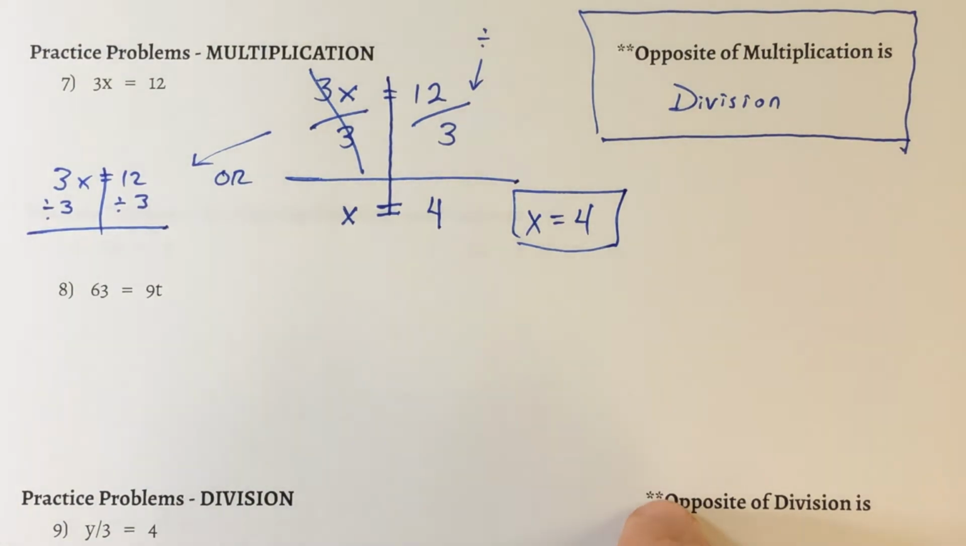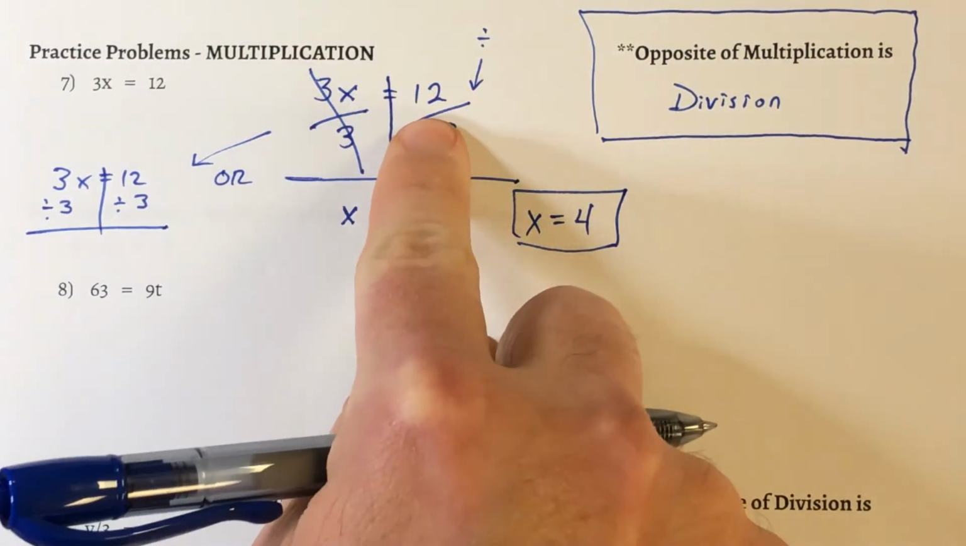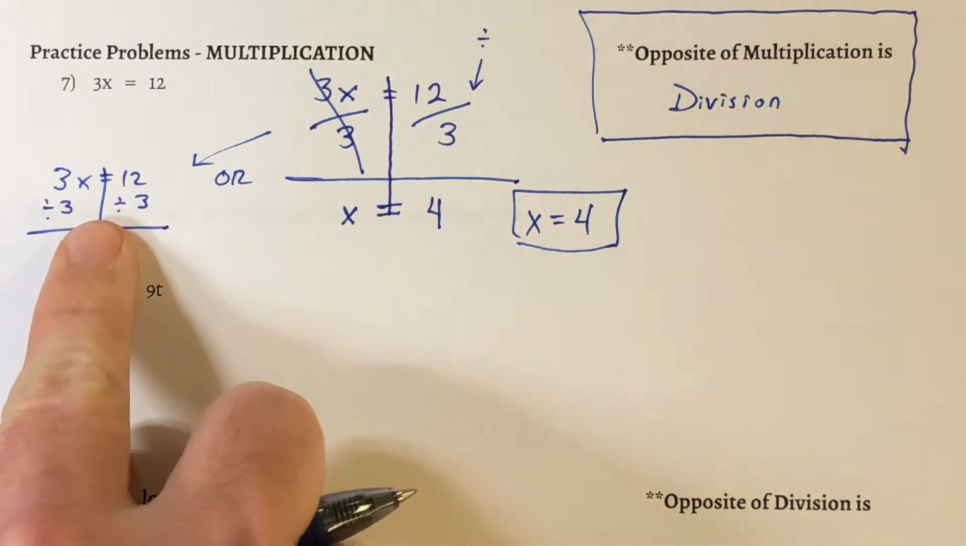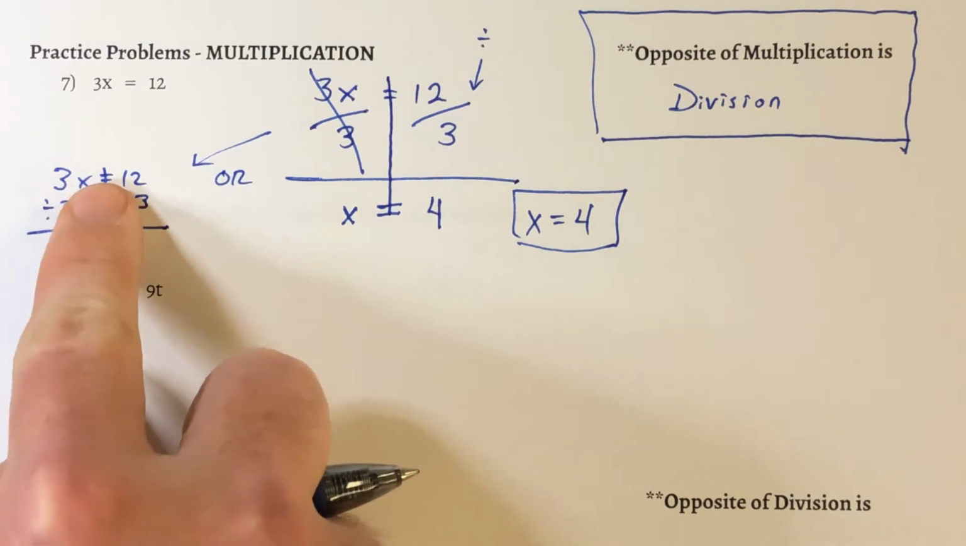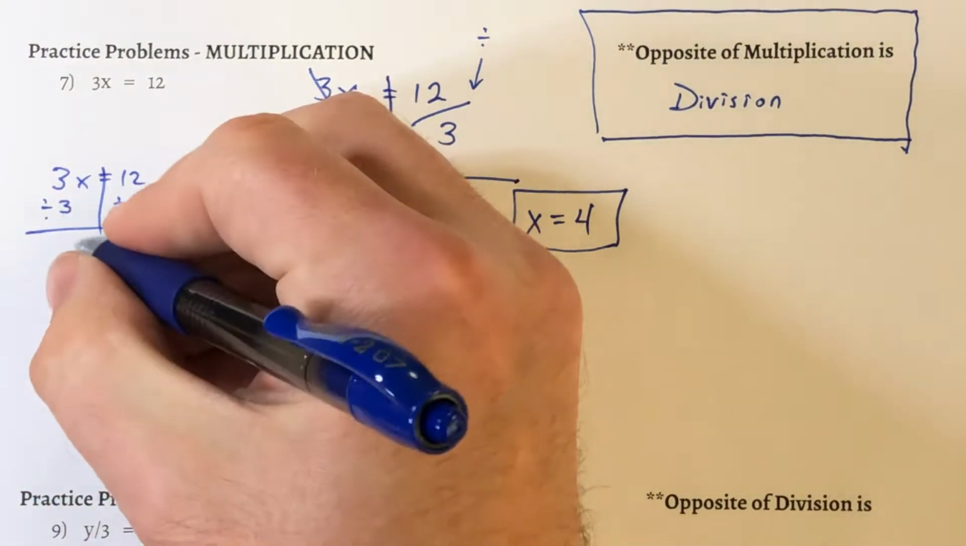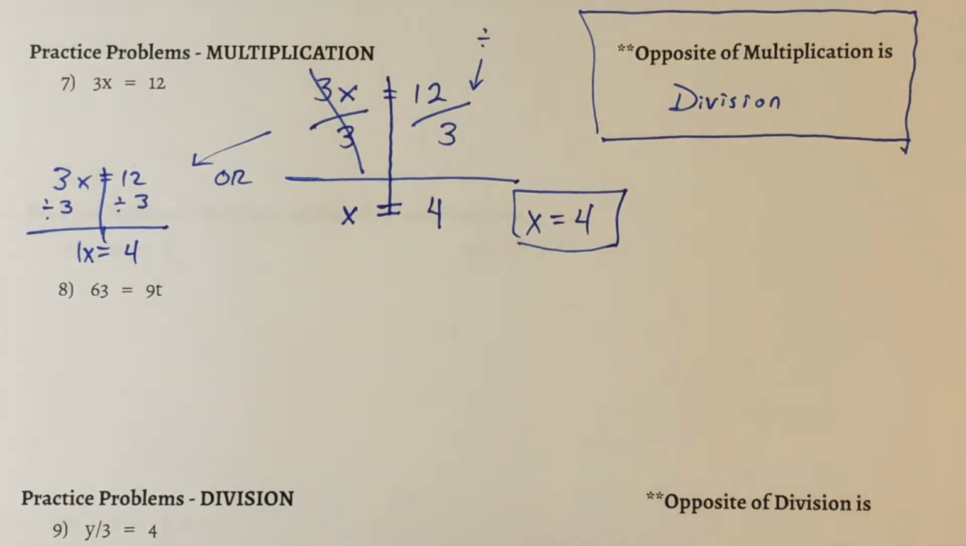I can do a quick check. Is 3 times 4 12? Yes, it is. So again, you could write it like this. 3x divided by 3 is simply 1x. 12 divided by 3 is 4. So again, 1x equals 4.